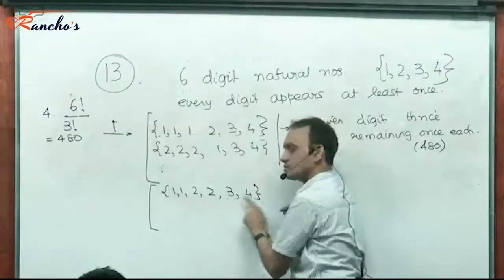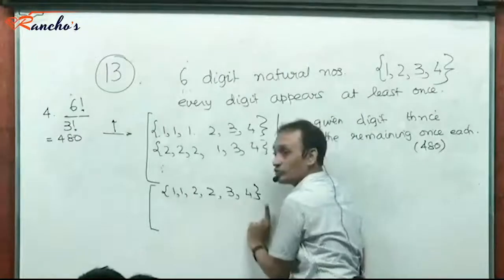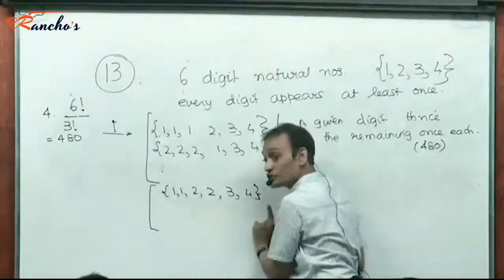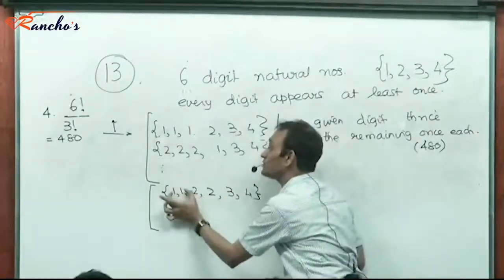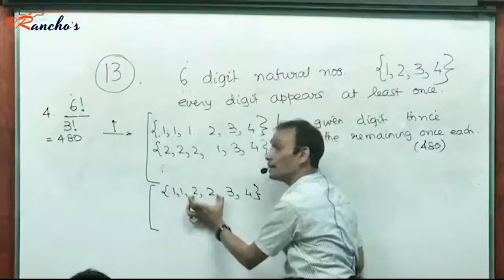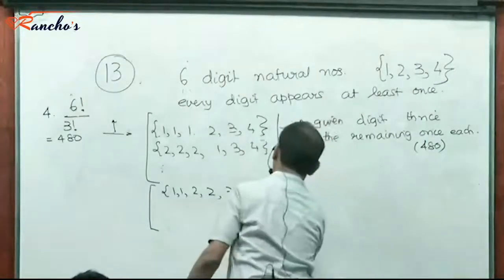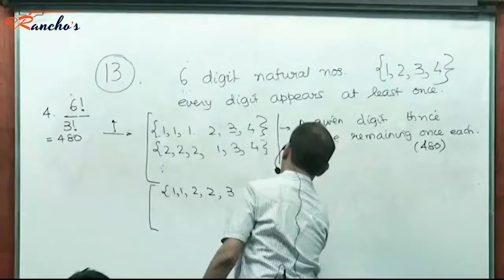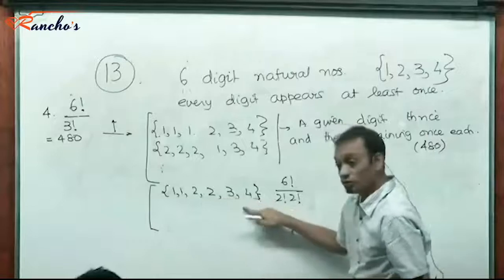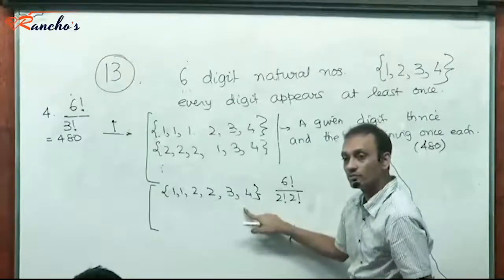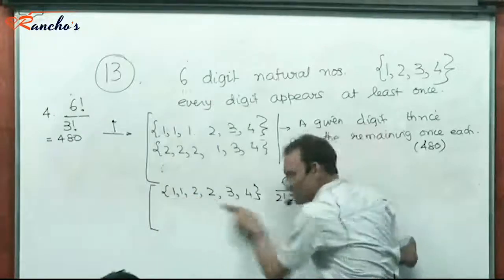How many numbers can I create out of this? I'll have to permute these digits, but they are not all different digits. These are digits in which 2 are alike and of one kind, 2 are alike and of another kind, and the remaining 2 different. So this makes it 6 factorial divided by 2 factorial into 2 factorial. No, this is for just this case.